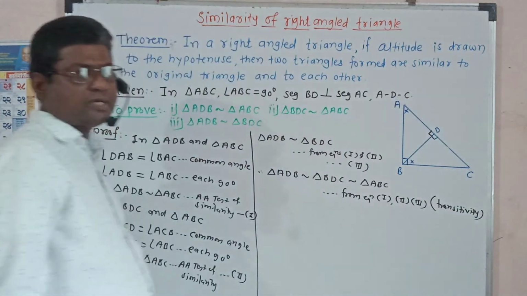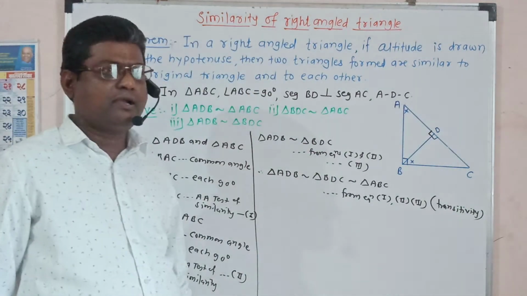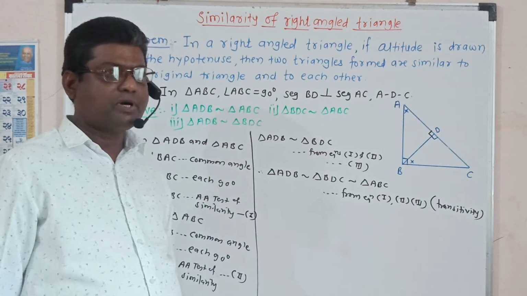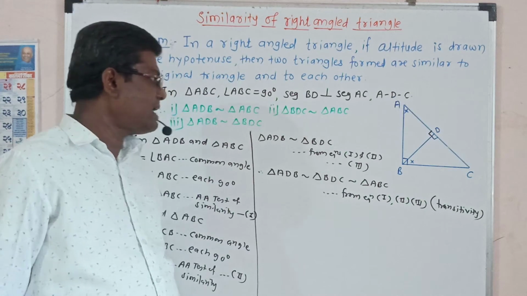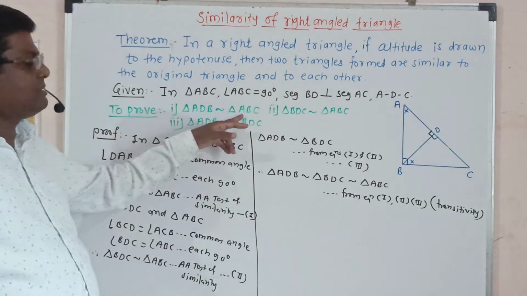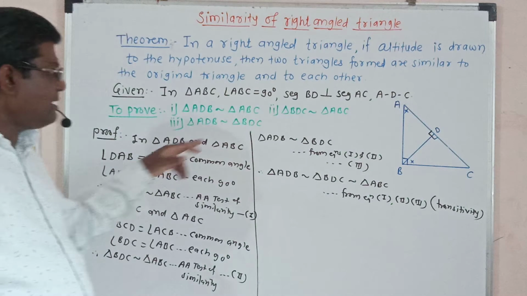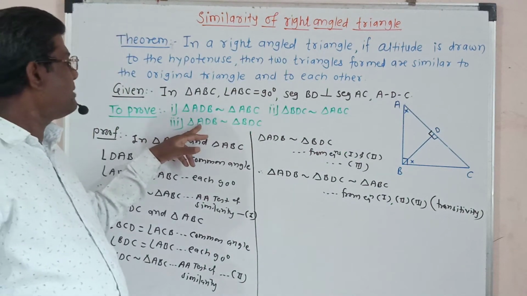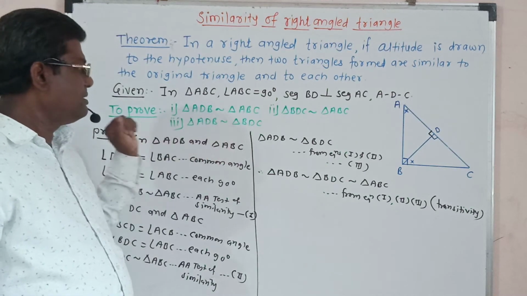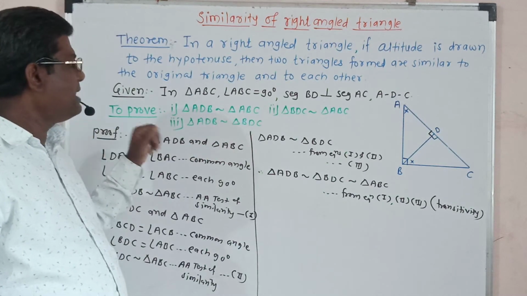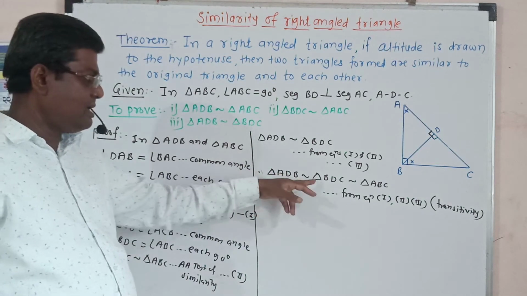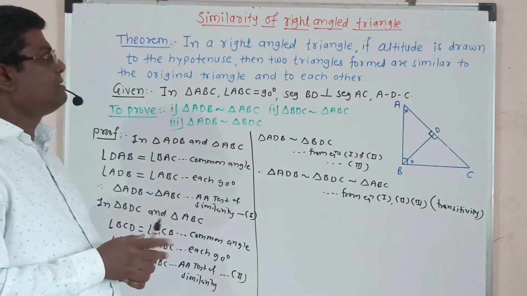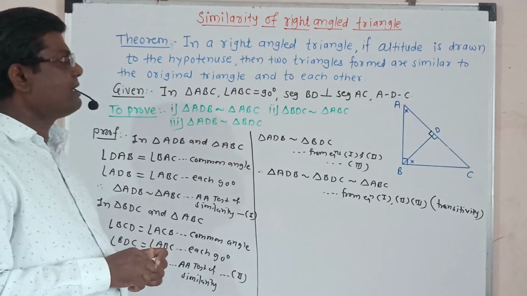That is, if the first triangle is similar to the second triangle and the second triangle is similar to the third triangle, then the first triangle is similar to the third triangle. Triangle ADB is similar to triangle ABC and triangle BDC is similar to triangle ABC, and also triangle ADB is similar to triangle BDC. Then triangle ADB is similar to triangle BDC is similar to triangle ABC. This is called similarity of right angled triangle.